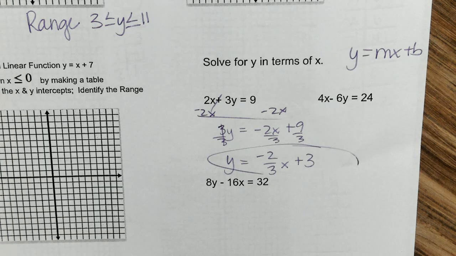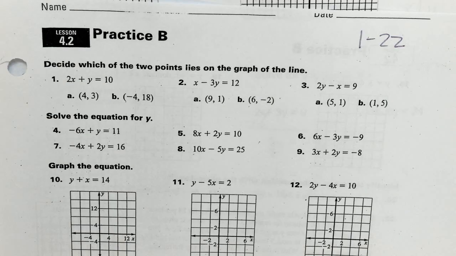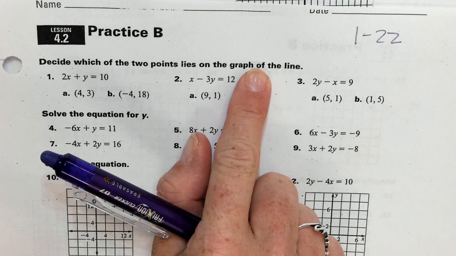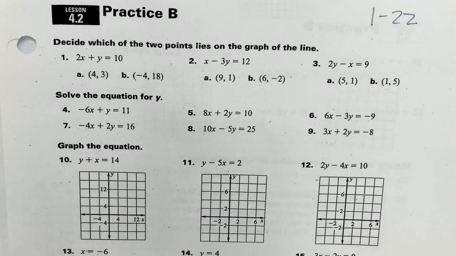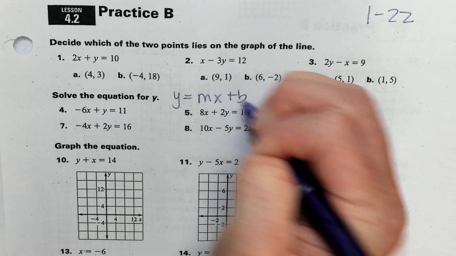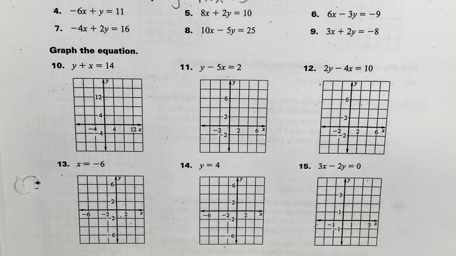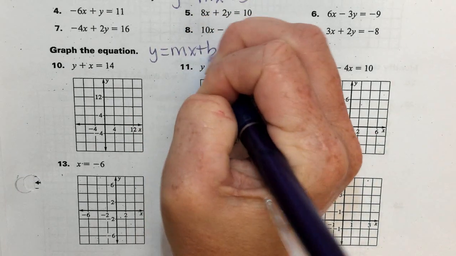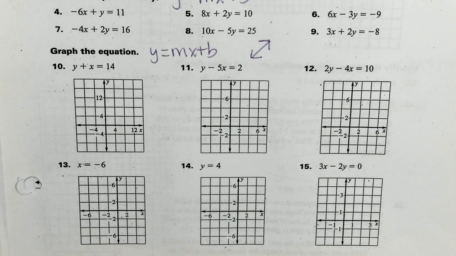We're just going to do 1 through 22. On 1 through 3, you're just deciding which point lies on the line. So you plug in x for x, y for y, whichever one's true, you circle it. For 4 through 9, it says solve for y. That means make it look like y equals mx plus b. For 10 through 15, all it asks you to do is graph the equation. So you're going to have to put them in y equals mx plus b, and it will be a straight line with 2 arrows because they did not give you a specific domain.